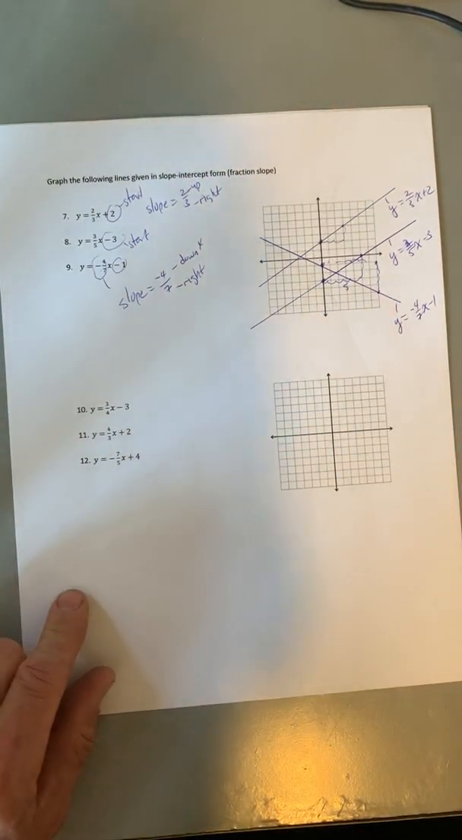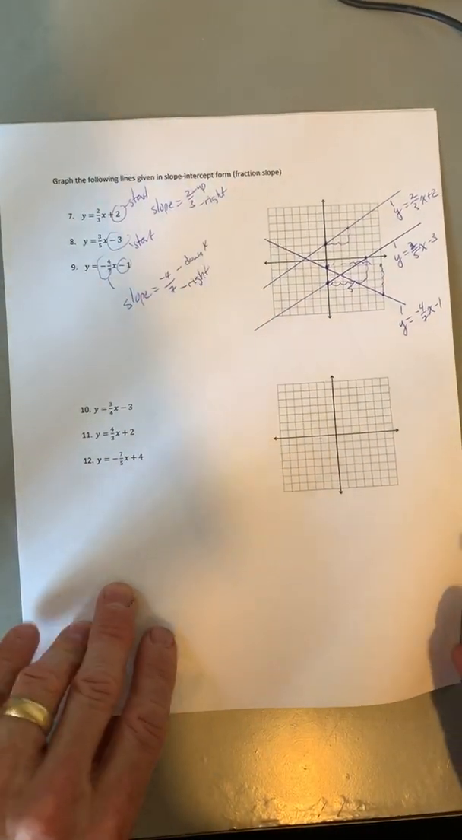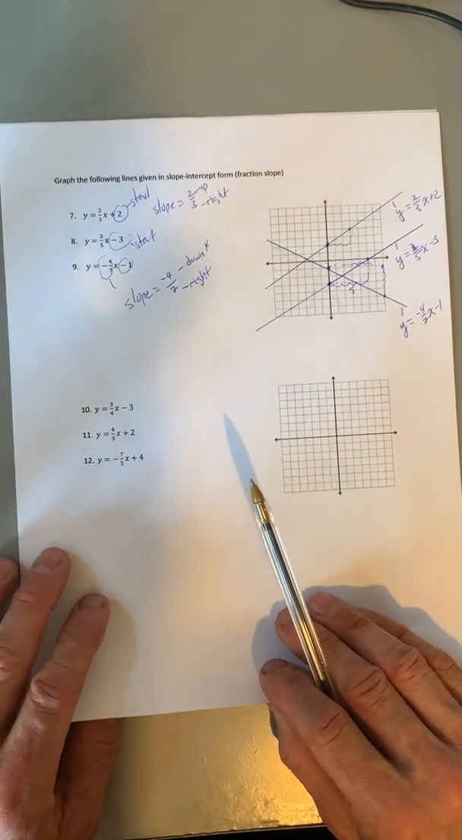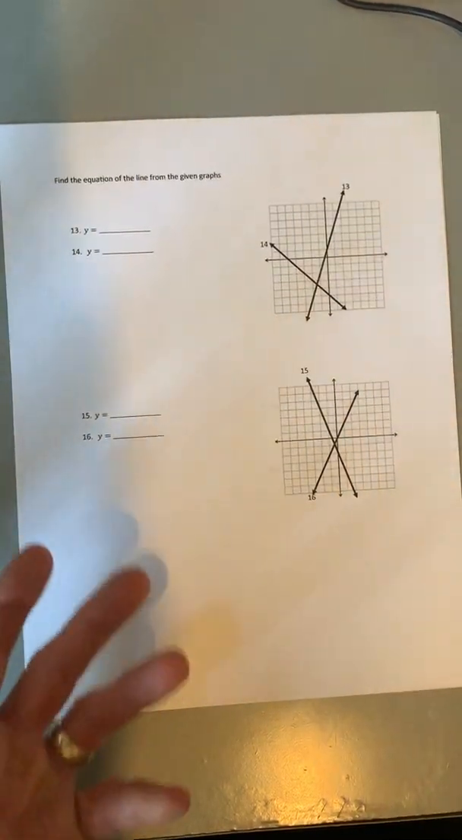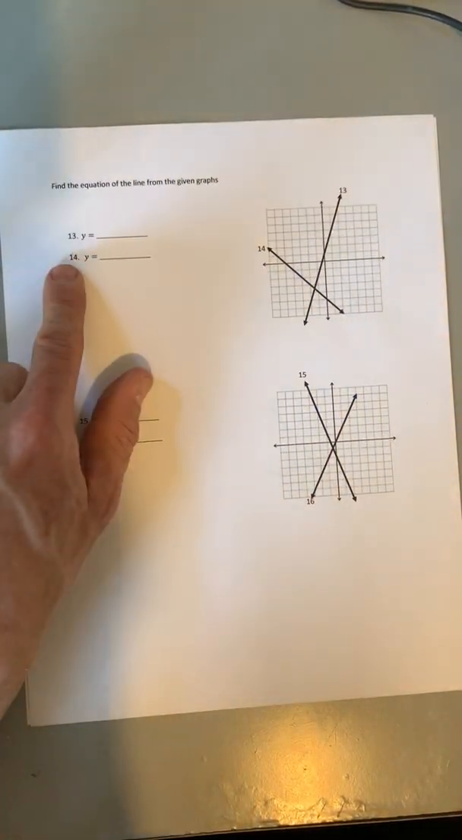Again, please do questions 10, 11, 12 on your own. I will be posting solutions later on. Let's go to the next page. Now on this page, we're going backwards. I've given you the graph. Let's make the equation. So let's take a look what we've got here.